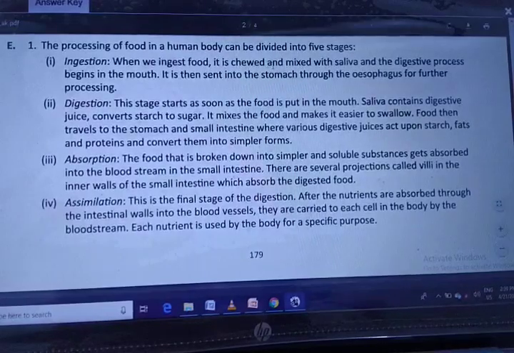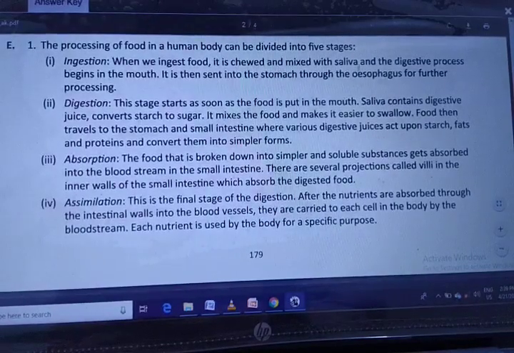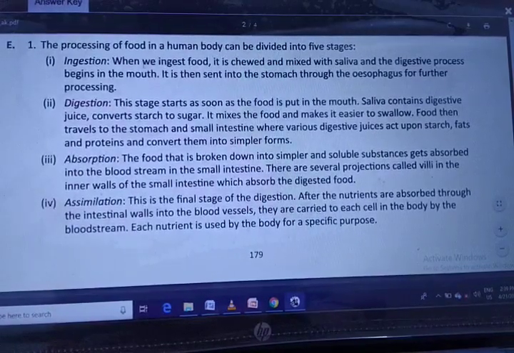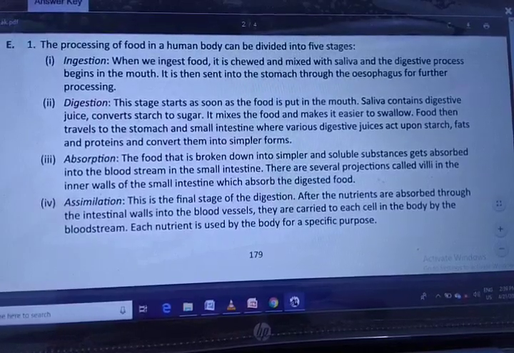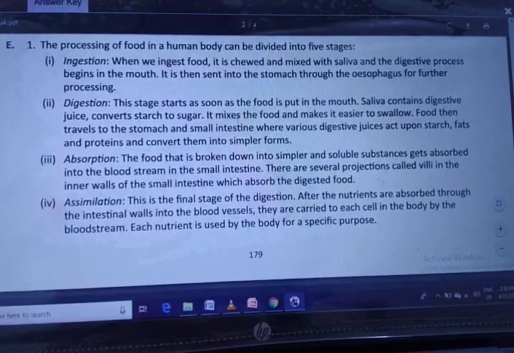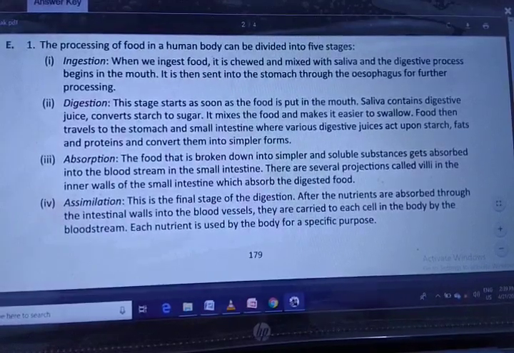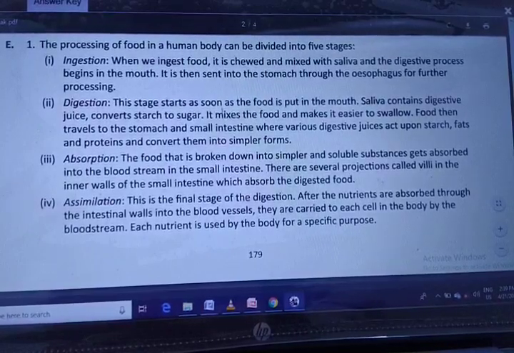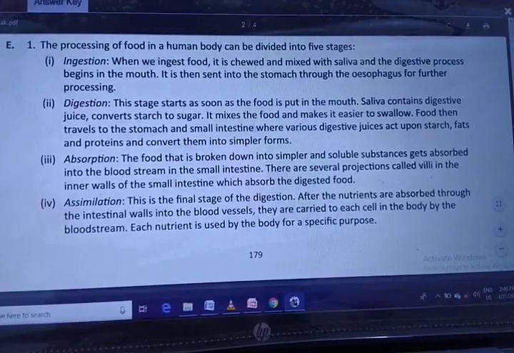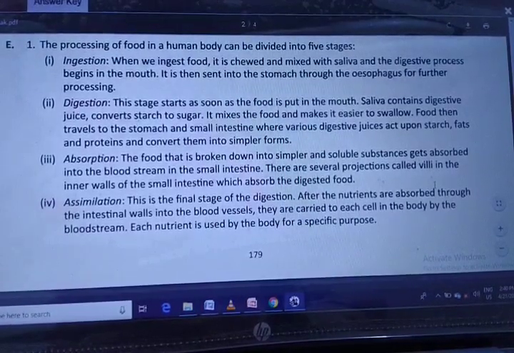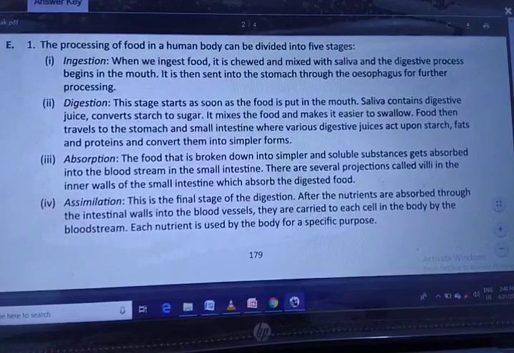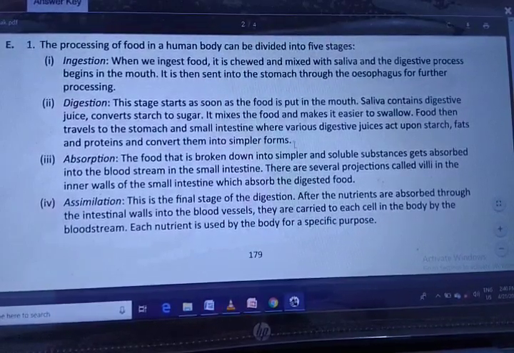Ingestion, when we ingest food, it is chewed and mixed with the saliva. The process begins in the mouth. It is then sent to the stomach through the esophagus for further processes. Digestion, this stage starts as soon as food is put in the mouth. Saliva contains digestive juice, which converts starch to sugar. It mixes the food and makes it easier to swallow. Food then travels to the stomach and small intestine, where various digestive juices act upon starch, fats and proteins and convert them into simpler forms.